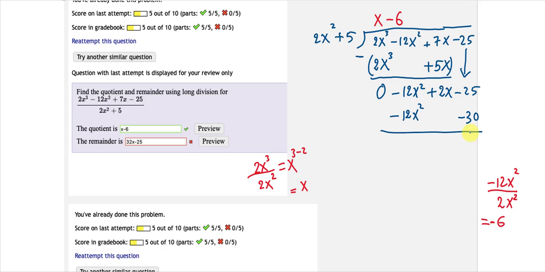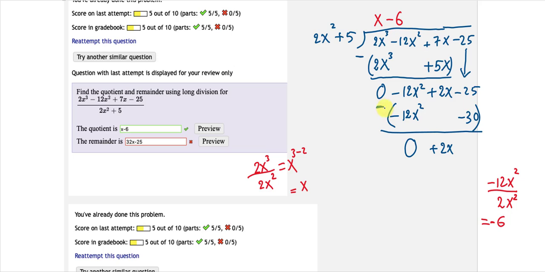And now we make sure we put them inside the parentheses and we do the subtraction. Okay, minus 12x squared minus of minus become plus. So minus 12x squared plus 12x squared, that becomes 0. 2x, we don't have the x term, so 2x subtract 0, which is the same thing, which is 2x.